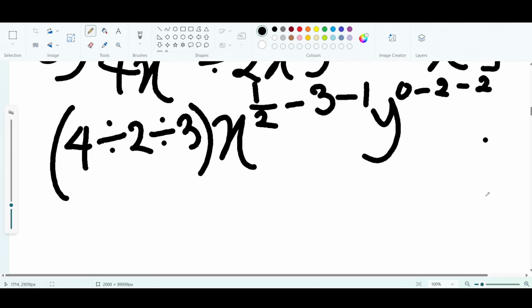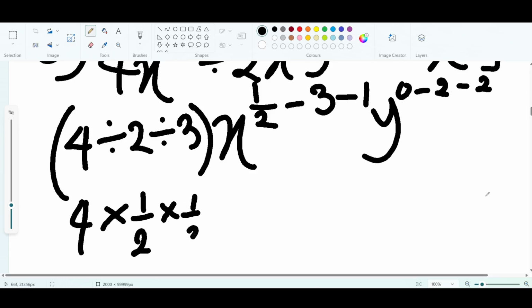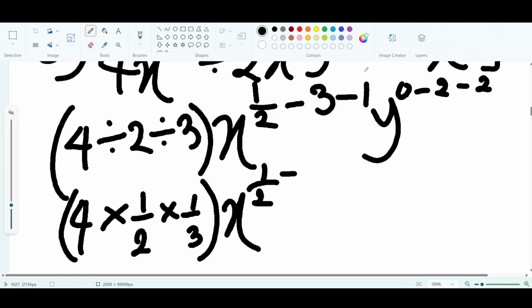So this is now going to be 4 times 1 all over 2. You convert division to multiplication, times 1 over 3. That's for this one. X will now be raised to power minus 3 minus 1. That's minus 4. So 1 all over 2 to the power minus 4. And y will now be raised to power 0 minus 2 minus 2. That's minus 4.